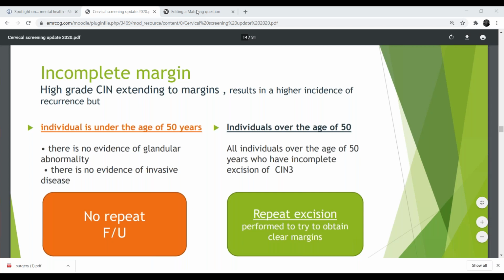When the patient's age is exactly 50, then what do we do? Not above or below, just 50, only 50. Age is 50, then what do we do? I will go with repeat excision. Okay, thank you.